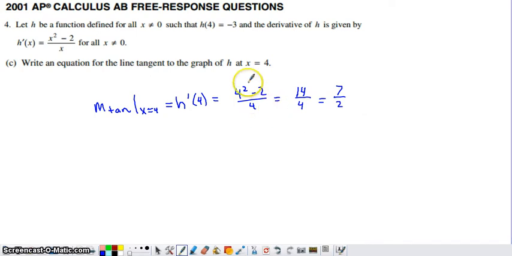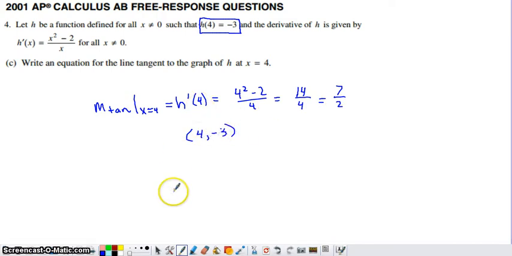Now the point of tangency, the tangent line has to hit the curve at the point of tangency. They've given us one point on the curve. It's the point 4 for x, negative 3 for y. That means that our tangent line intersects the curve at 4, negative 3. So all we need to do to wrap this up is write the equation of a line with this slope that goes through the point 4, negative 3.